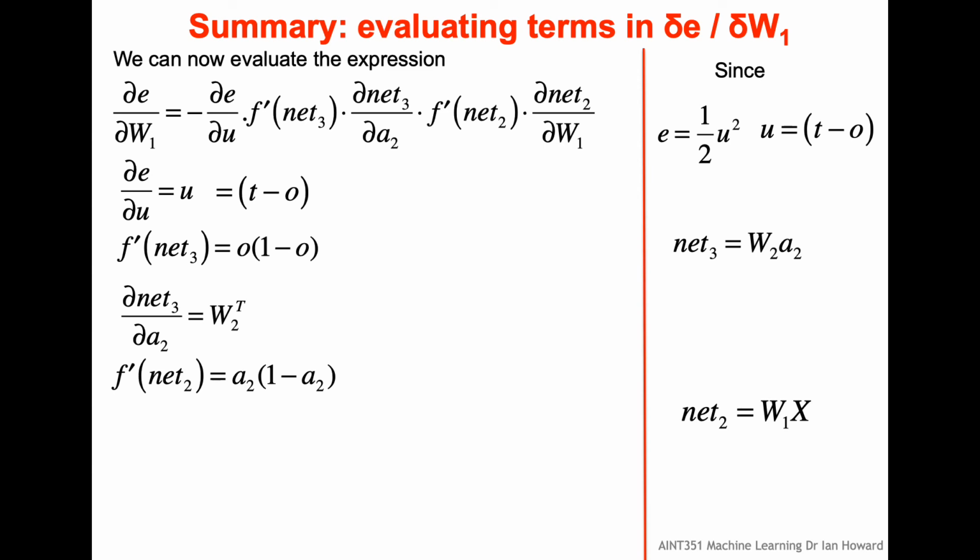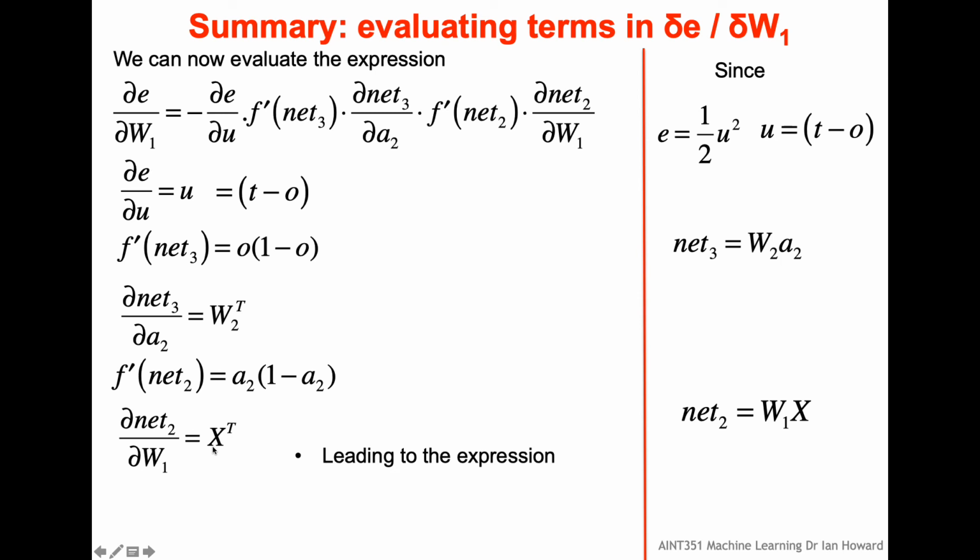So the final bit is net2 derived with respect to W1, right? So we know what net2 is. That's the output of the lower part of the network, the linear output, and that is just a weighted sum of the inputs, right? So net2 is W1 times X, where X is actually the input vector, and we know already how to differentiate that with respect to W1. We know that the W1 disappears and we end up with X transpose.